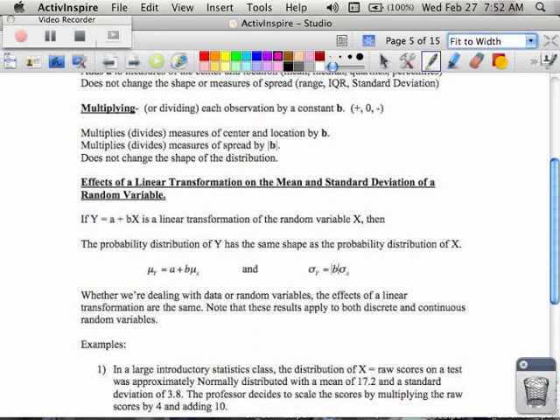Multiplying or dividing by something multiplies or divides the measure of the center and the location by that number that you're multiplying by. They call it b in this case. And the spread changes by the absolute value. So like even if it's a negative number, let's say it was -7, you're changing it by 7 units, but it does not change the shape of the distribution. And we'll see some of this in action.